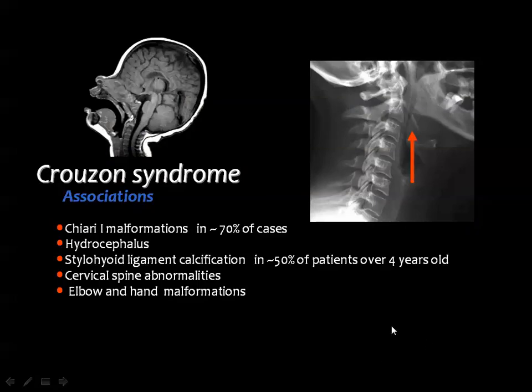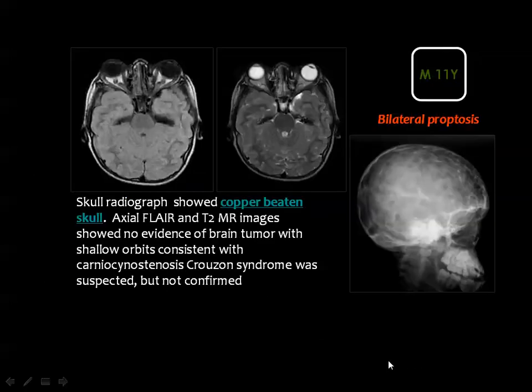Then associated with the Crouzon syndrome, one of the anomalies which is seen in about 50% of the cases is the stylohyoid ligament calcification, or the marked prominence of the styloid process, and also the Chiari malformation due to descent of the posterior fossa contents into the upper part of the cervical spinal canal, also cervical spinal anomalies. And this is Crouzon syndrome, and you see from these MR images that there is a good distance between both orbits. This is hypertelorism, this is T1, and this is T2.